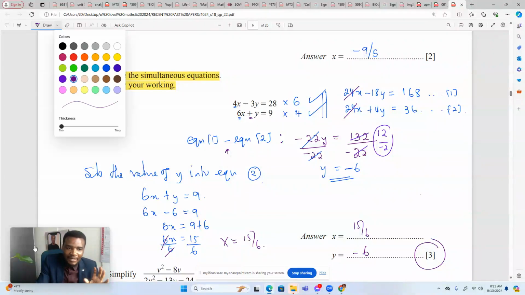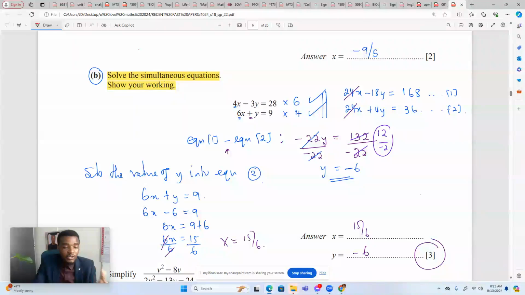Let me just quickly summarize again how we solve simultaneous equations. It's very important. There are 3 main steps that you need to take note of. Step number 1, think of a variable to eliminate. In this case, our target was to eliminate x. So we looked at the coefficient of x here, the coefficient of x is 4, and here the coefficient of x is 6. So we multiplied equation 1 by 6 and equation 2 by 4.